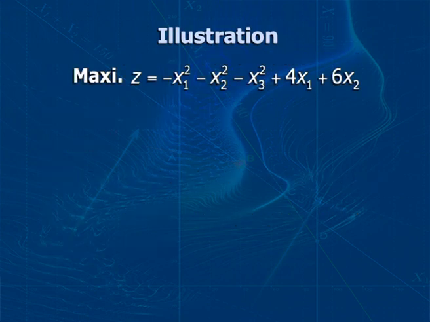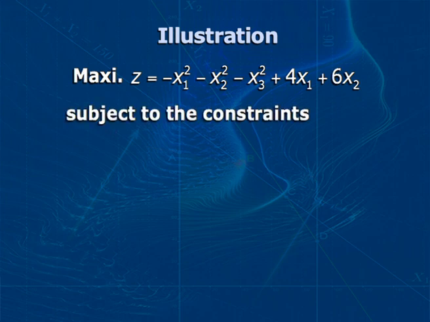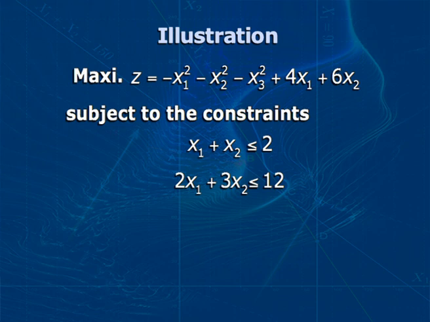Let us take another illustration. Maximize z equal to minus x1 square minus x2 square minus x3 square plus 4x1 plus 6x2, subject to the constraints x1 plus x2 less than or equal to 2, 2x1 plus 3x2 less than or equal to 12, x1, x2, x3 greater than or equal to 0.